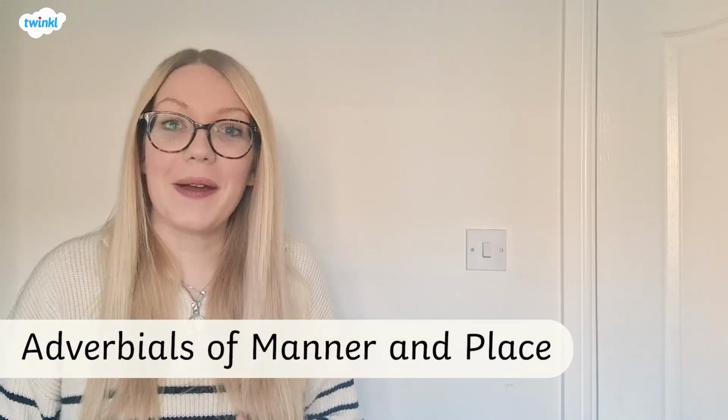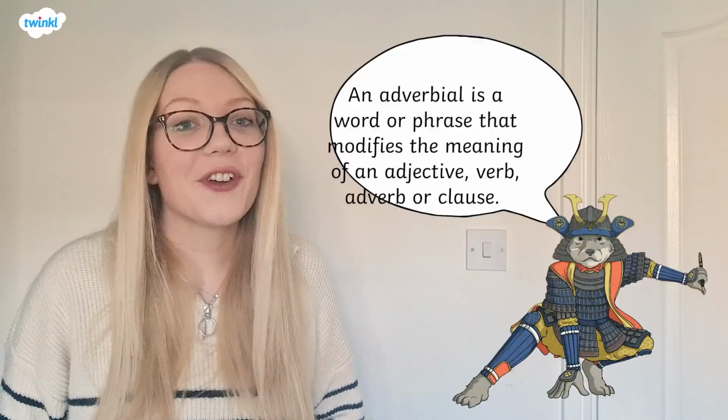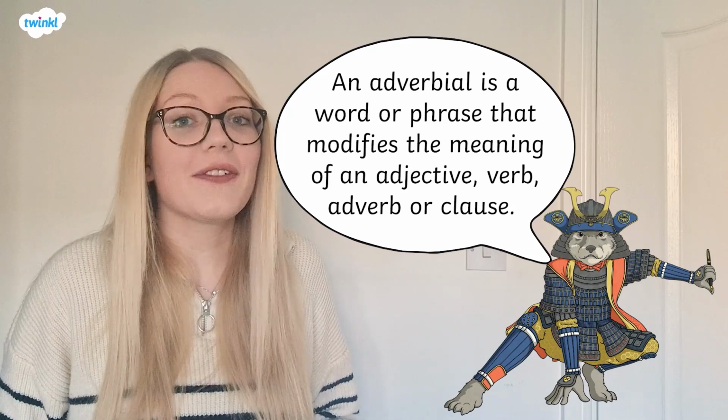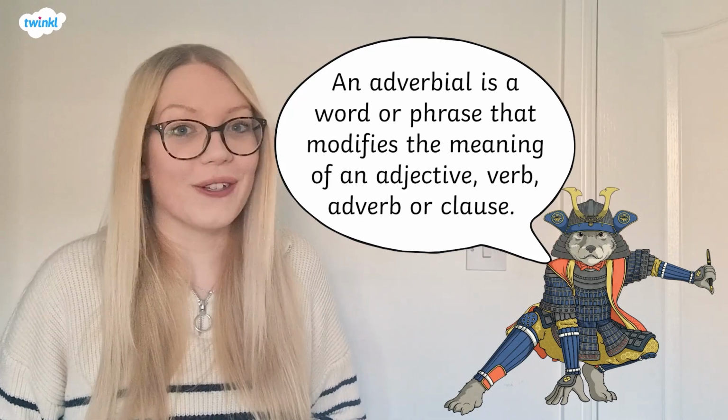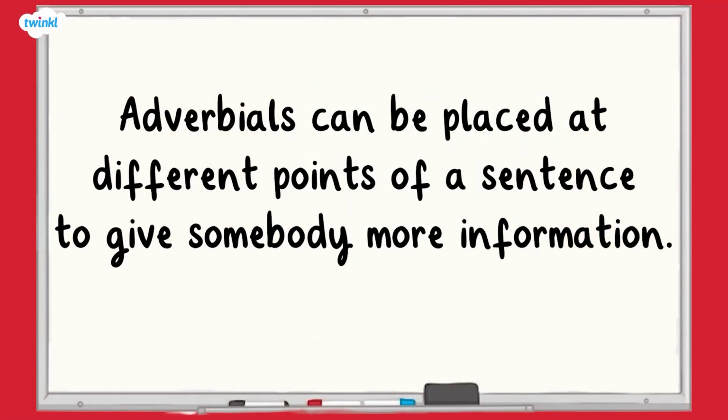In this video, we're going to be looking at adverbials of manner and place. An adverbial is a word or phrase that modifies the meaning of an adjective, verb, adverb, or clause. Adverbials can be placed at different points of a sentence to give somebody more information.